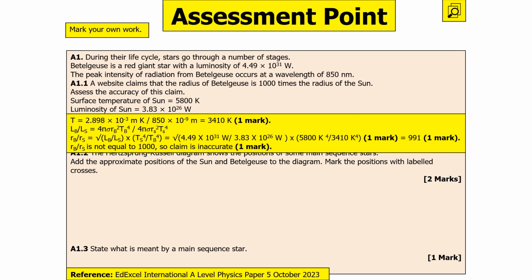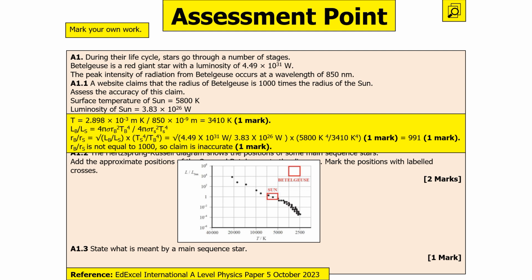The next one, you've got to be aware where the stars go in the Hertzsprung-Russell diagram. The Sun, we know, has an approximate surface temperature of 5,800 Kelvin and belongs in the main sequence, so you can pop it in the main sequence part at that particular temperature, whilst we know Betelgeuse is a red giant, so must go in the red giant sector of this particular diagram. And a main sequence star, by definition, is a star which is carrying out hydrogen fusion in its core.